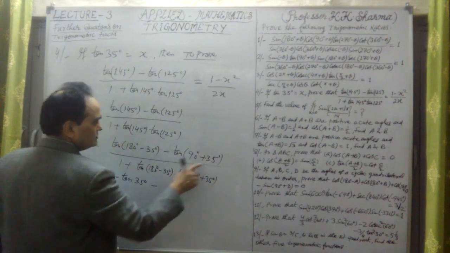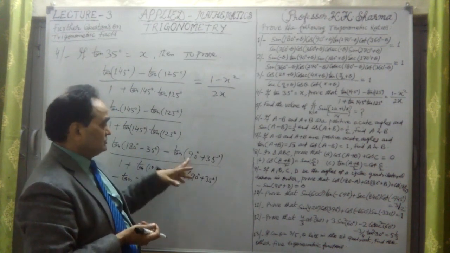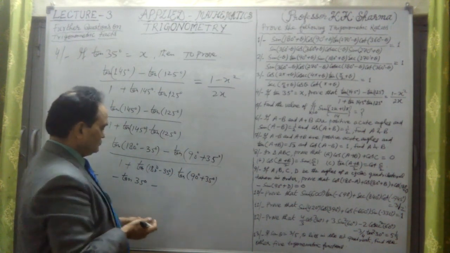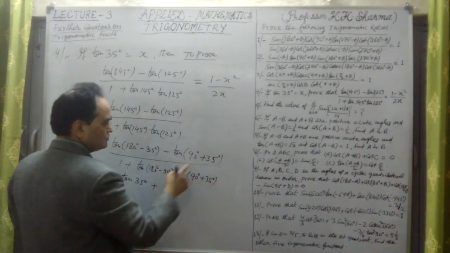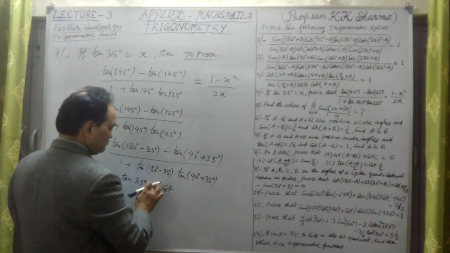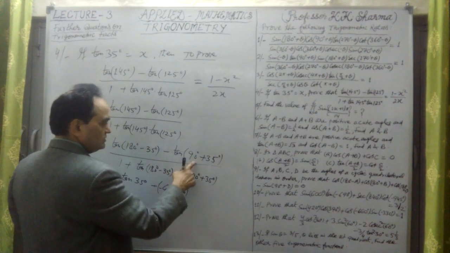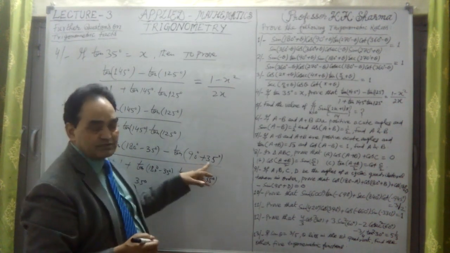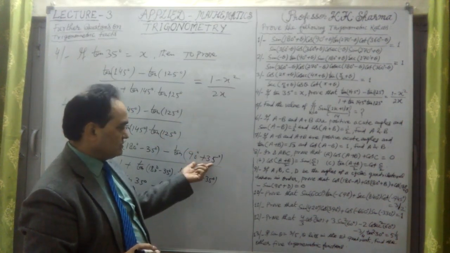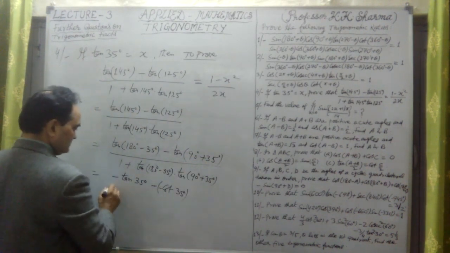Minus tan of 90 plus 35. Again, it is lying in the second quadrant. Tan 90 plus theta becomes cot theta, but it will be negative cot theta, because the angle is lying in the second quadrant where tan is negative. So tan will become cot with a negative sign, minus cot 35 degree, with the negative outside the bracket.